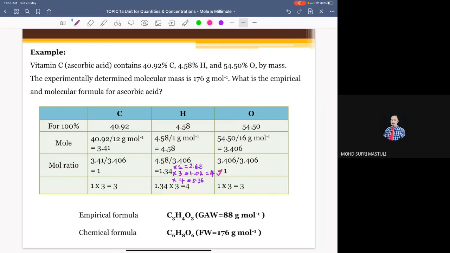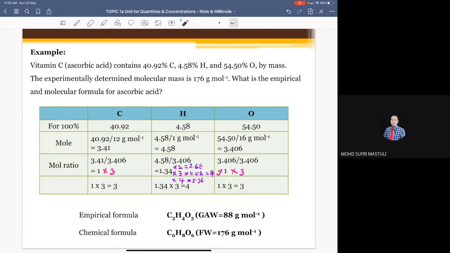When you times 3, you obtain the whole number 4 for hydrogen. So the others also have to be times 3. This is why you multiply by 3 and not by 4. 1 times 3 is 3, 1.34 times 3 is 4, and 1 times 3 is 3. So now you already have the whole numbers.